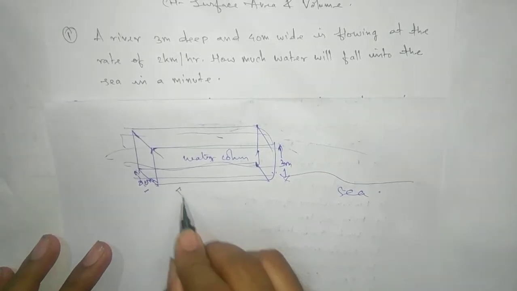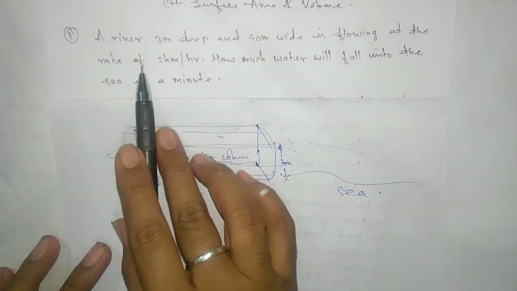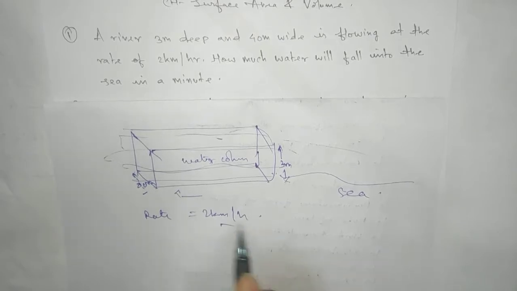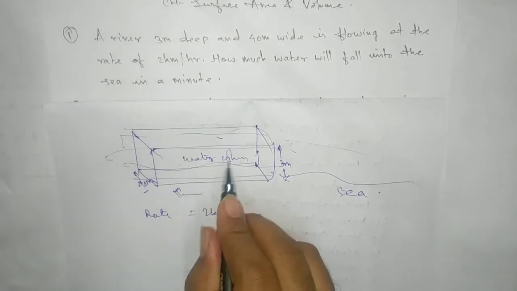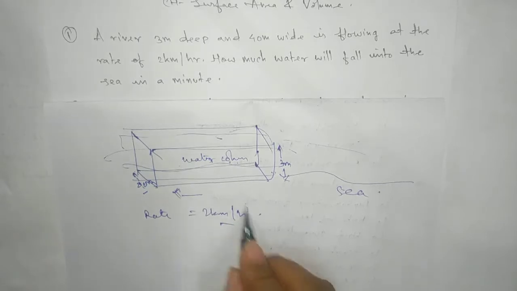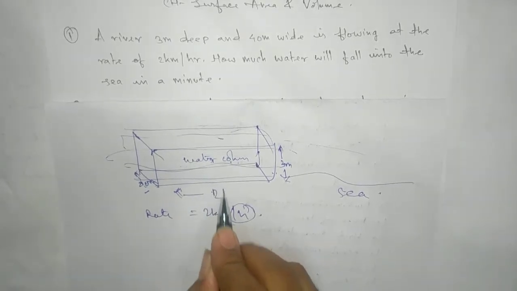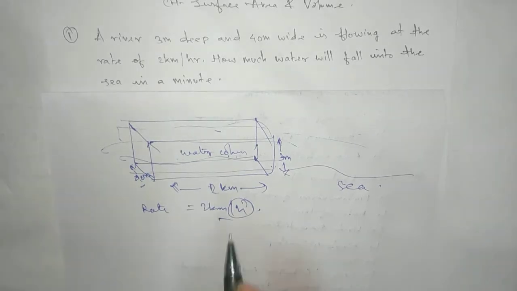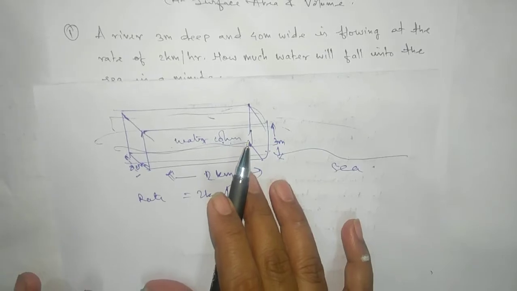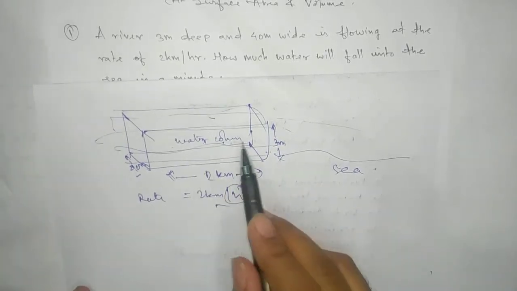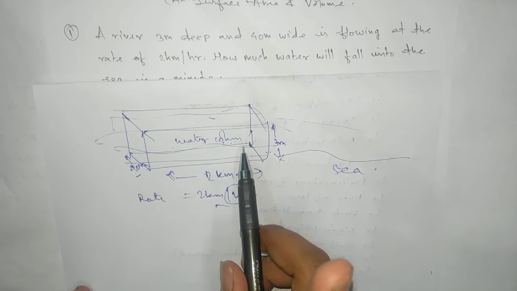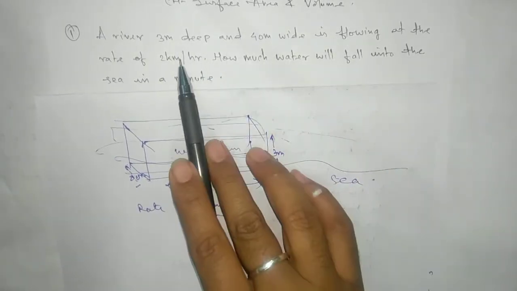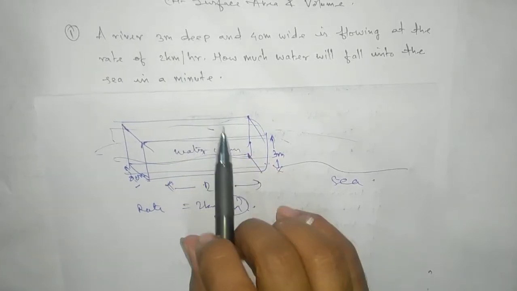We don't know the length, but you can see the rate here, that is 2 km per hour. That means the length of the water column in 1 hour is 2 km. From the rate you can find the length. That is the length of the water column in 1 hour, 2 km per hour. As all are in meter, you need to convert into meter, and then we'll solve it.